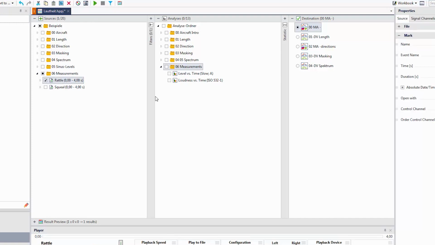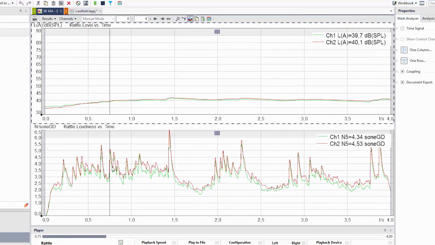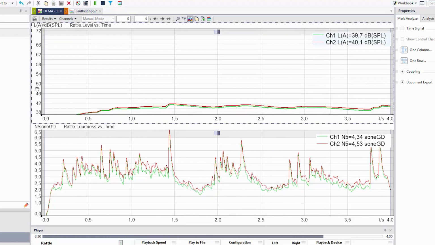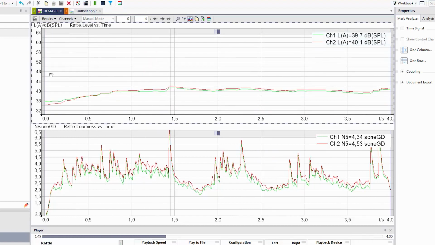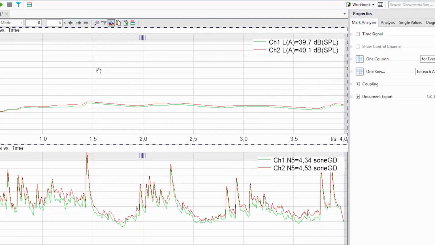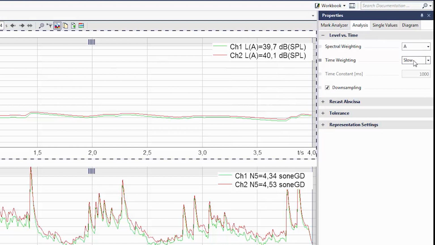We select this measurement and we have a level versus time analysis and a loudness analysis. Here below I can see all these rattle noises are directly displayed in the loudness analysis. And here in level it's completely flattened out. You hardly see any difference here. It doesn't matter if I scale it bigger, it's just flat because yes, it's too slow. What I used here as an analysis setup is time weighting slow. It's 1 second, of course, there's so much action in an average, this effect is just gone.